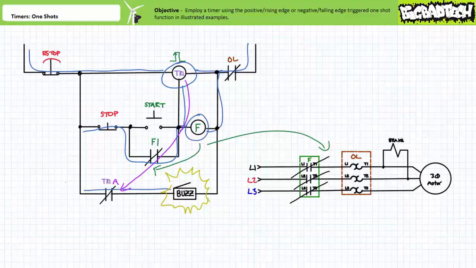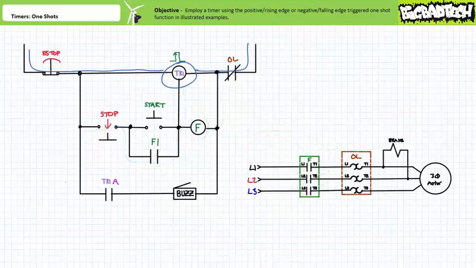After a period of 3 seconds, the timer relay executing the positive edge triggered one-shot returns the associated contacts to their deactivated states. Contact TR1A opens and the buzzer turns off after 3 seconds. The motor continues to run after having given an audible alarm for 3 seconds at the start of a process. Opening the stop button would serve to de-energize the F contactor coil and the timer relay controlling input. When an operator releases the stop button, we've returned to the start state of the system. Note that the E-stop and the normally closed overload would serve to completely depower the timer, as well as the F contactor coil.